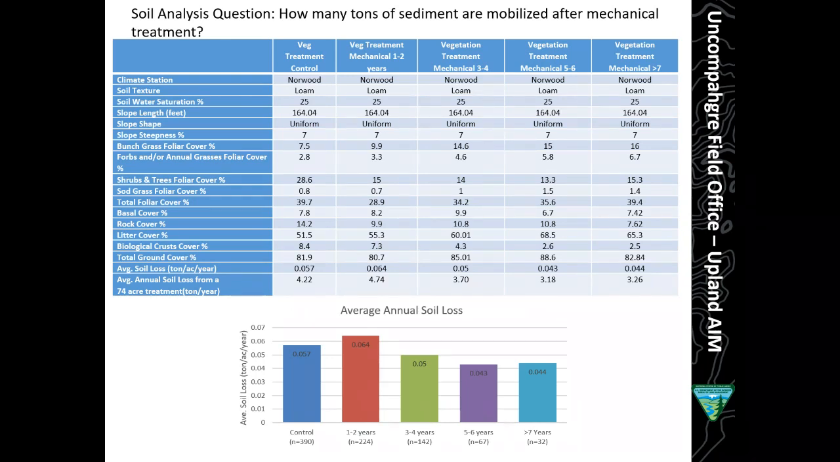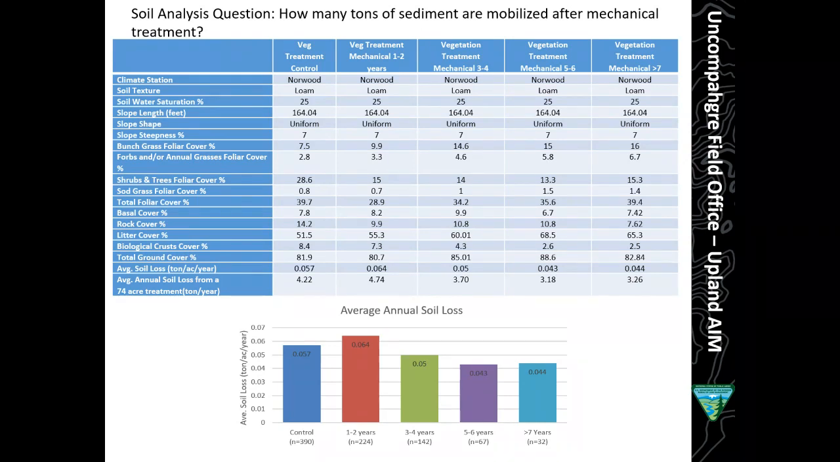So then again, just trying to answer our analysis question of how many tons of sediment were mobilized after mechanical treatment. We broke the analysis into mechanical treatments as well as prescribed fires. Just showing here some of the indicators that the RHEM model requires. All data that we were able to compute using the existing data as well as the AIM data.